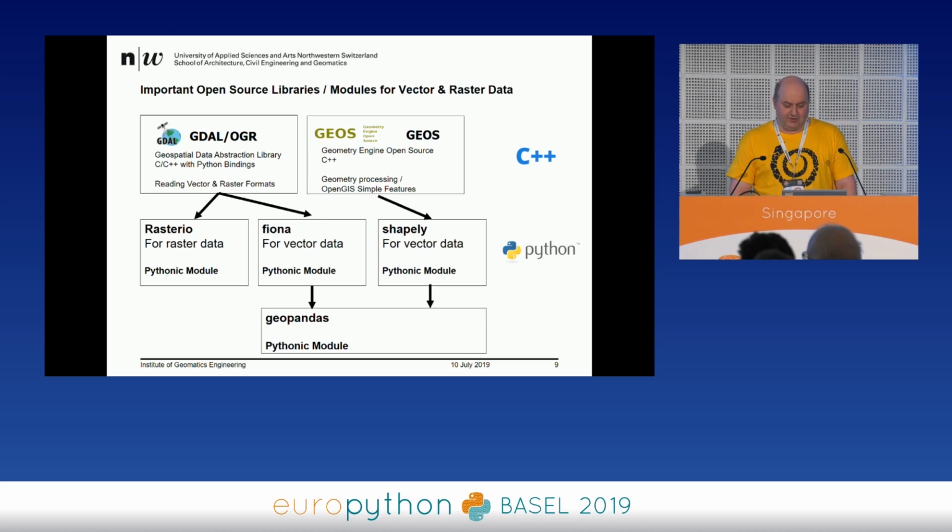I would use Rasterio for raster data processing, Fiona for vector processing, and Shapely to do some vector data operations. I will show you in an instant. And if you know Pandas, a really nice module in Python, there is also GeoPandas, which extends Pandas for geospatial data.